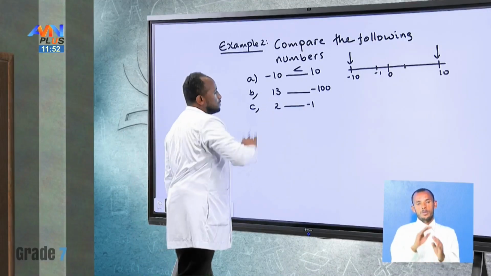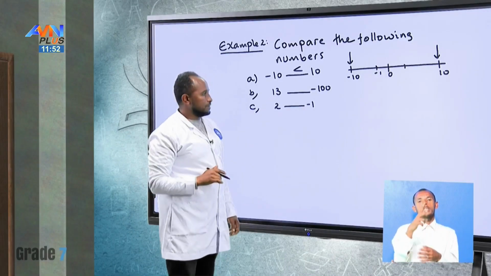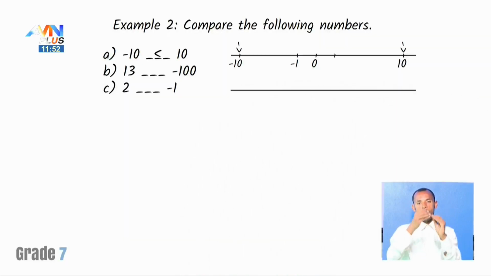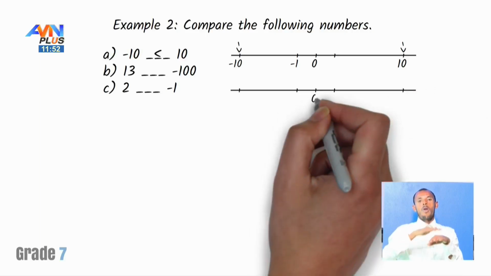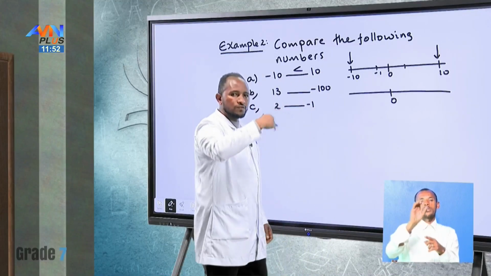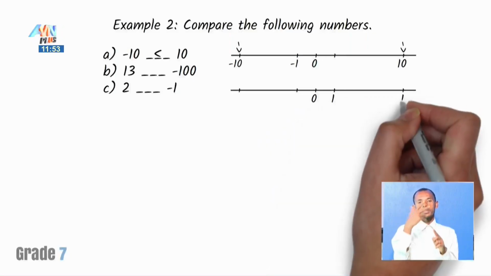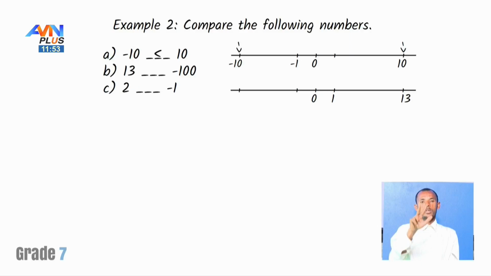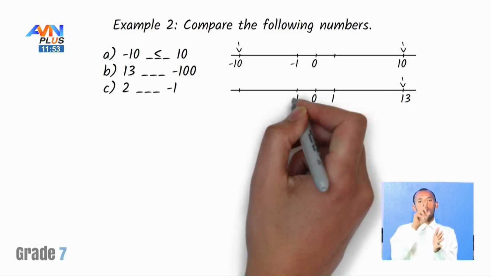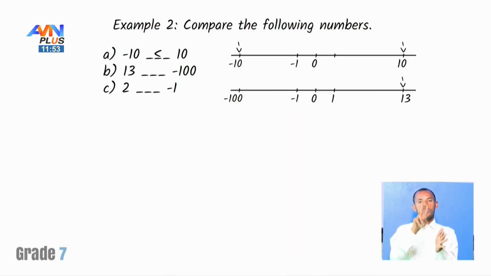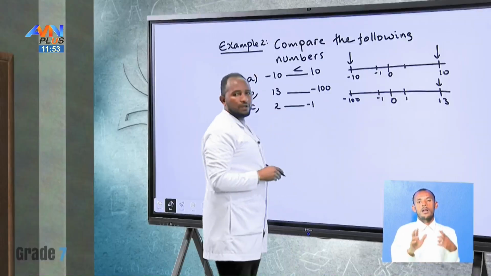Let's compare these two, 13 with negative 100. Okay, let's draw a number line and try to locate the numbers on this number line. The location of 0 is here. Numbers to the right of 0 are positive. So positive 13 here, 1, 2, 3, and so on. You may have 13 at somewhere this point. And minus 100 is to the left of 0. You will have minus 1, minus 2, minus 3, and so on. Somewhere to the left, you have negative 100.